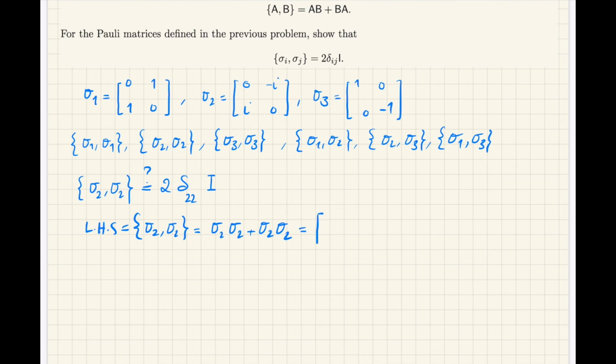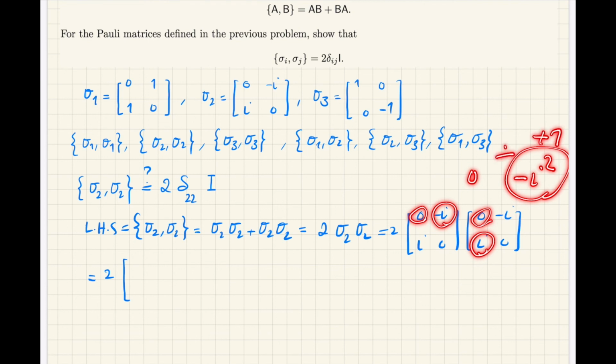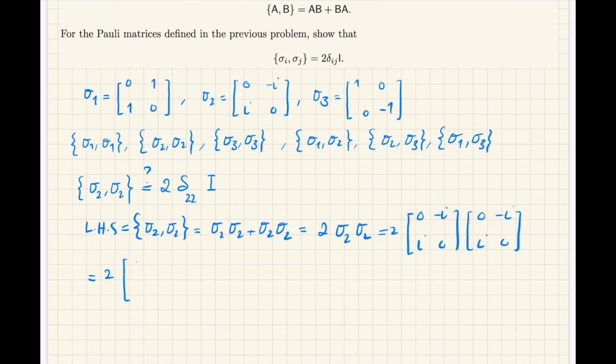So what is sigma 2? It is 0, minus i, i, 0. Let me just make it simpler because they are exactly the same, so it becomes 2 times sigma 2 times sigma 2. Sigma 2 is 0 minus i, i 0, multiplied by sigma 2, which is 0 minus i, i 0. If you multiply this row by that column, 0 times 0 gives you 0, minus i times i gives you minus i squared. But minus i squared is positive 1, and if you add 0 and positive 1, it becomes 1.